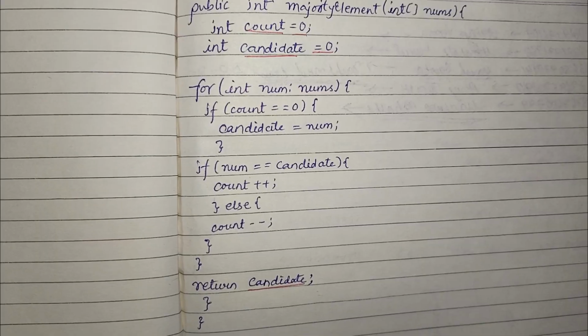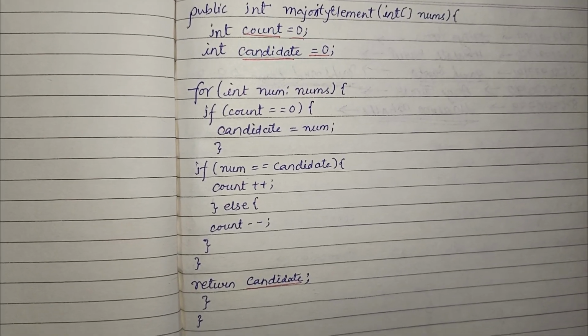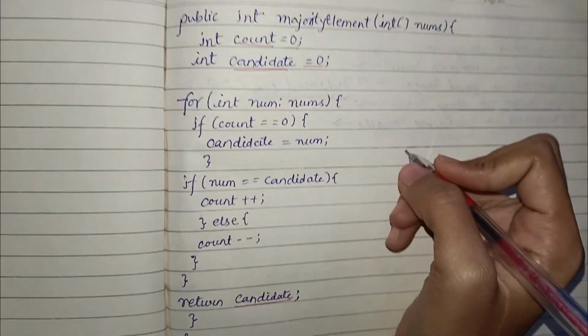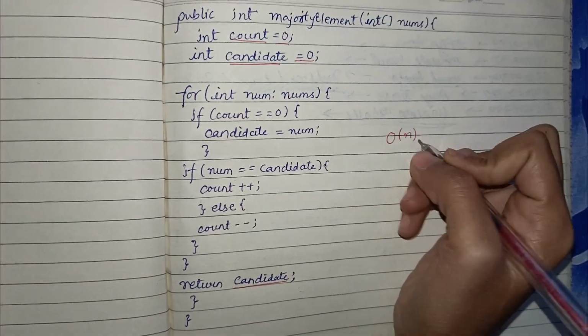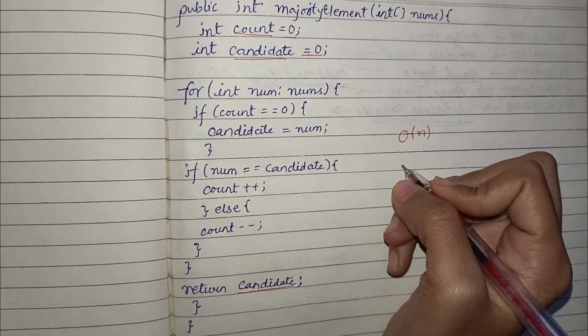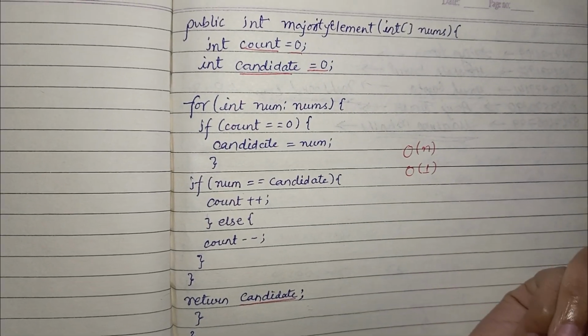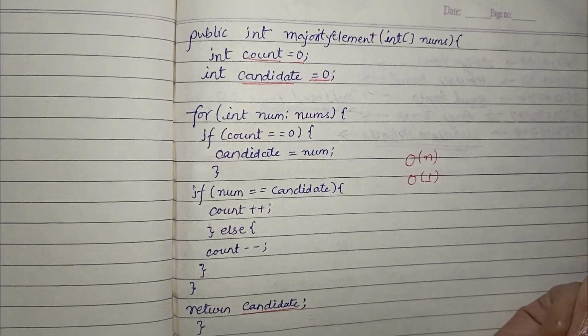That's why the time complexity of the majority element in this approach is big O of n, and the space complexity is big O of 1. That's why this is the best solution for majority element.